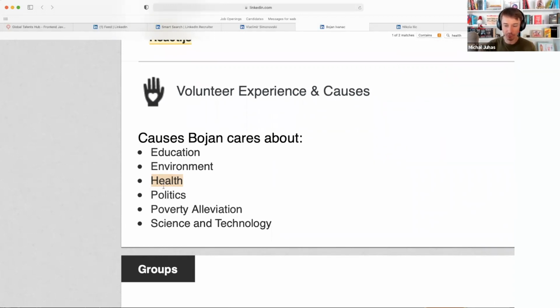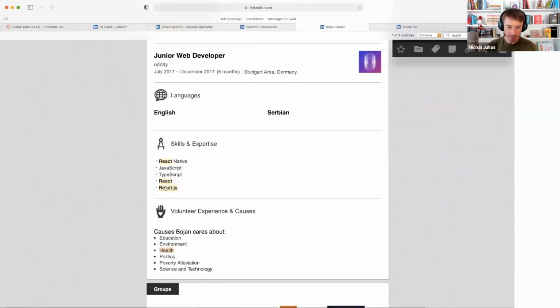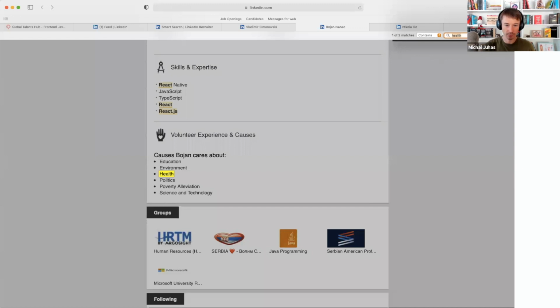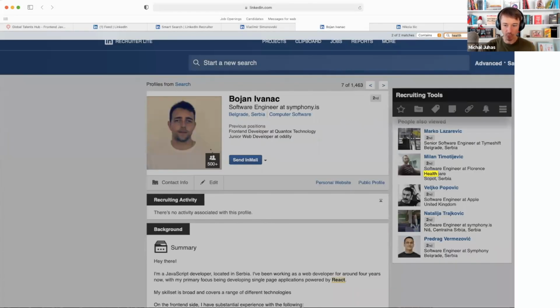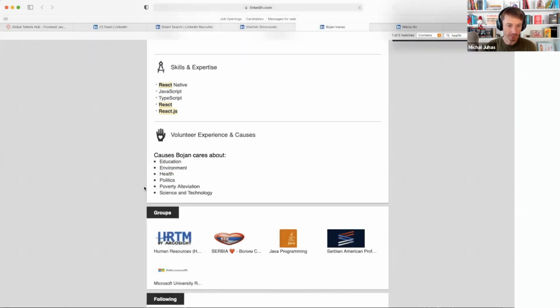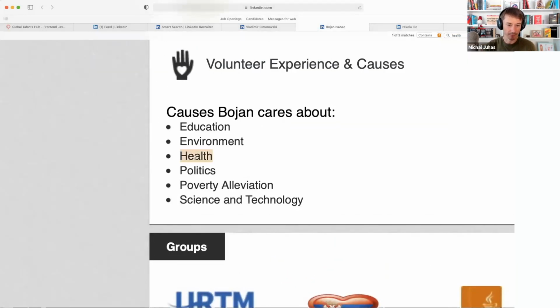And probably before I continue, there is this little trick. I just searched on this site. So Command F, and I just type health just to see if it appears somewhere on the website. And it appeared right here. So Bojan cares about health. On the other hand, who doesn't care about health, right? It doesn't tell us anything because everyone is to some extent concerned about at least their own health.